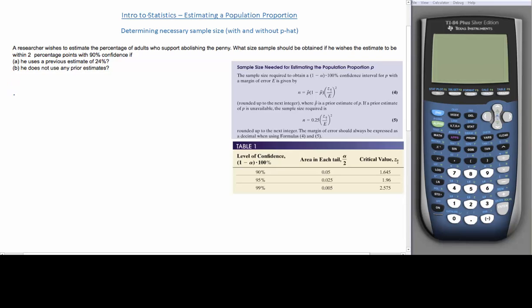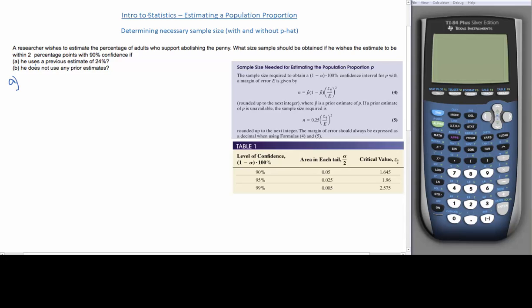So, our example: a researcher wishes to estimate the percentage of adults who support abolishing the penny. What sample size should be obtained if he wishes the estimate to be within 2 percentage points with 90% confidence if, for scenario A, he uses a previous estimate of 24%? So let's dig into scenario A first.